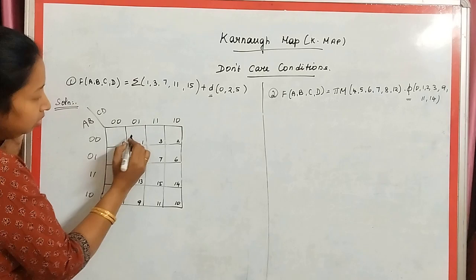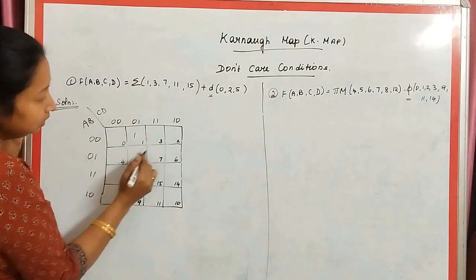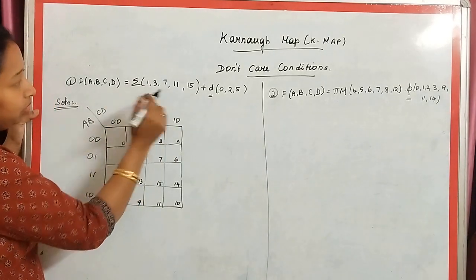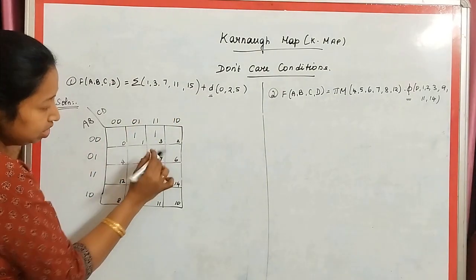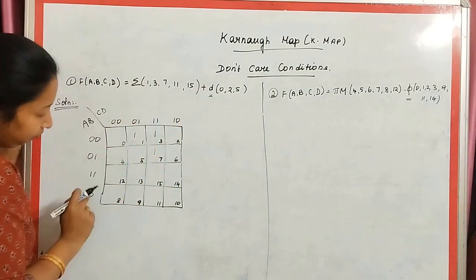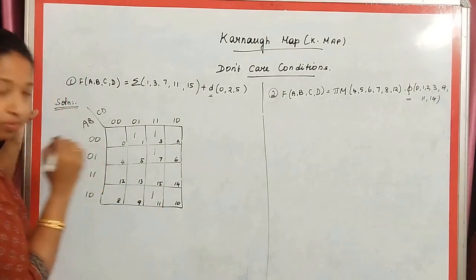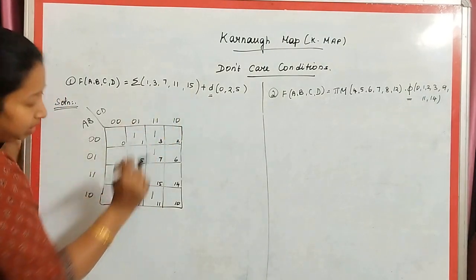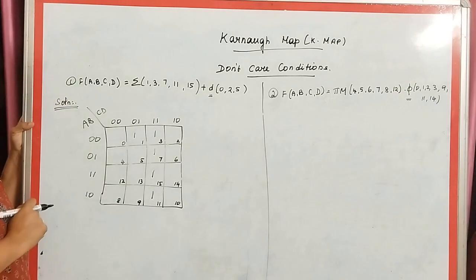Fine, 1. And your next number is 3, so in the place of 3, put a 1. Next it is 7, in the place of 7, mention a 1. 11. Where is 11? 11 is here. In the place of 11, mention a 1. And the next number is 15, in the place of 15, mention a 1.